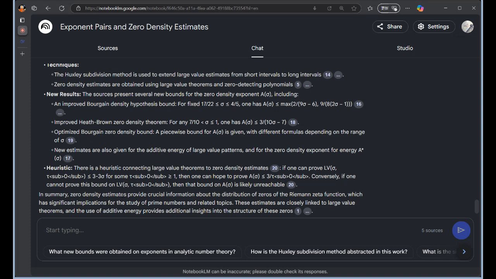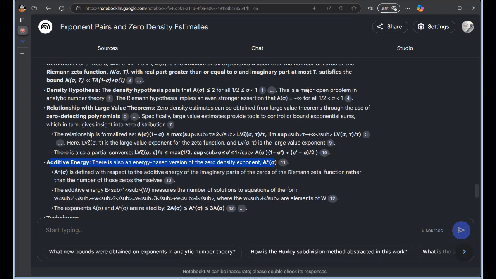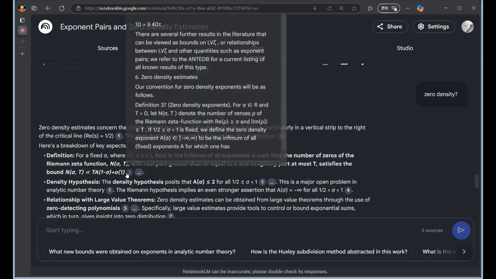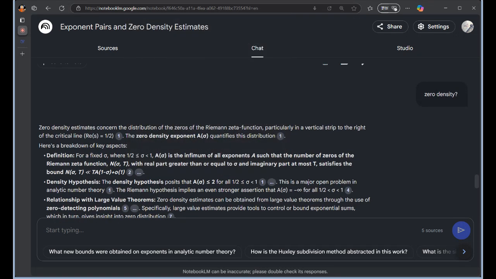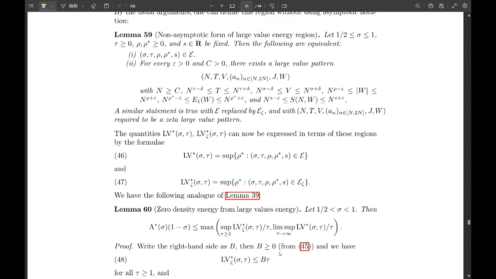Exactly. And that leads to the second takeaway. Collaboration is key. The ANTEDB fosters a collaborative spirit by making it easier for researchers to build upon each other's work. This paper we've been discussing is a testament to that, leveraging results and techniques from many different areas of number theory. Absolutely. And finally, this paper shows us that there's still so much more to discover. Additive energy is a relatively new concept, and the ANTEDB is helping mathematicians unlock its potential.